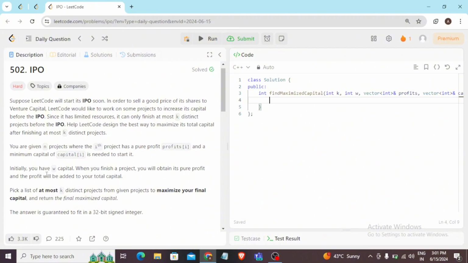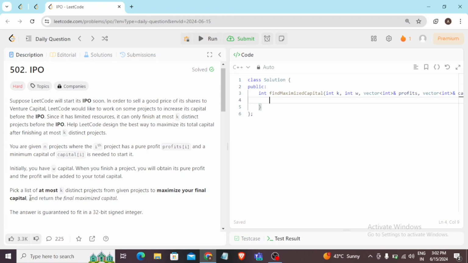We are given the initial value of W, which is the initial capital, and we can take at most K distinct projects. A project is defined as taking one of the profits by spending one of the capitals, and after this we take another one, and we have to maximize our final capital. So we will be using a greedy approach to solve this question.